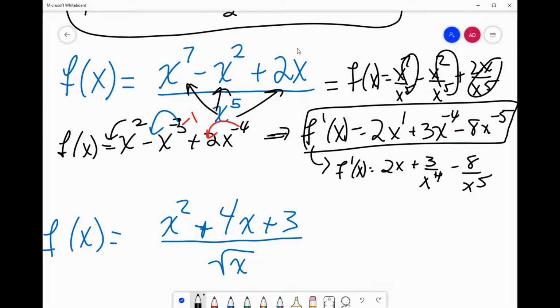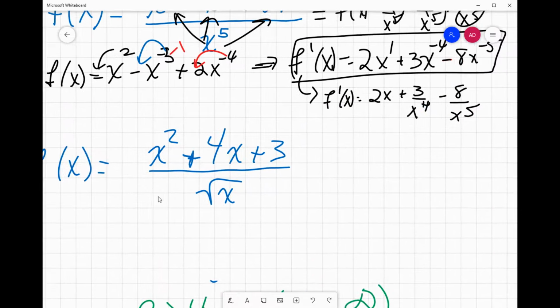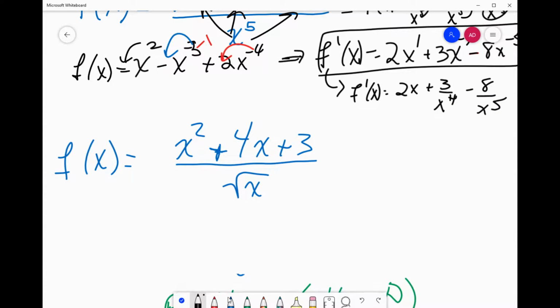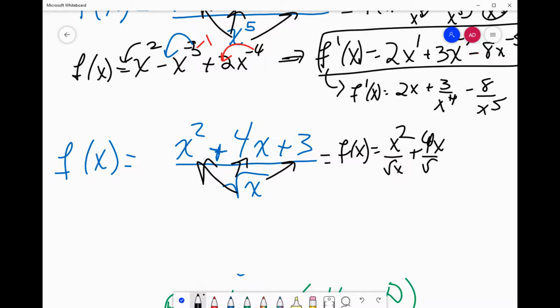Yahoo! All right, now let's check out this last one I wrote up here. I'm going to slide this up. Okay, sorry about that. This one over here is going to pop to all of these three terms. So f of x is equal to x squared over the square root of x, plus 4x over the square root of x, plus 3 over the square root of x. Remember, that denominator has to go to all of the things in the numerator.